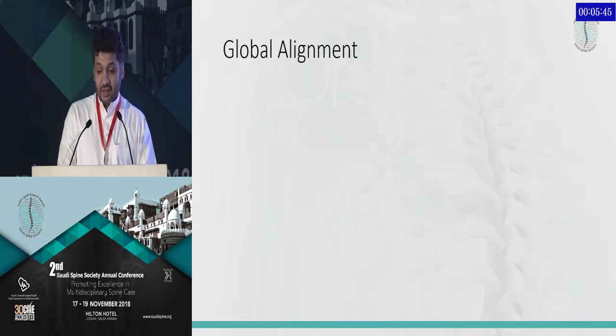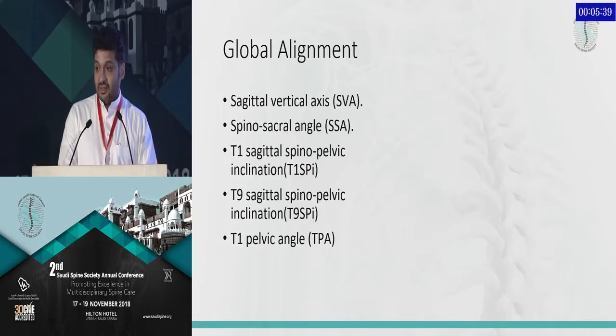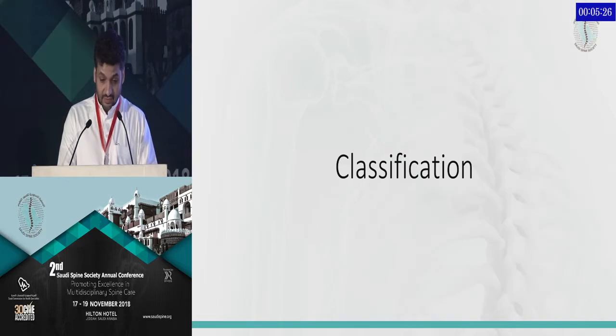In terms of global alignment, and this is the most key player when we look at deformities, there are a lot of global alignment lines and studies. It depends on which one you know, which one you're comfortable with, and how validated it is. So you have to choose one and know it, and then plan your surgery accordingly.